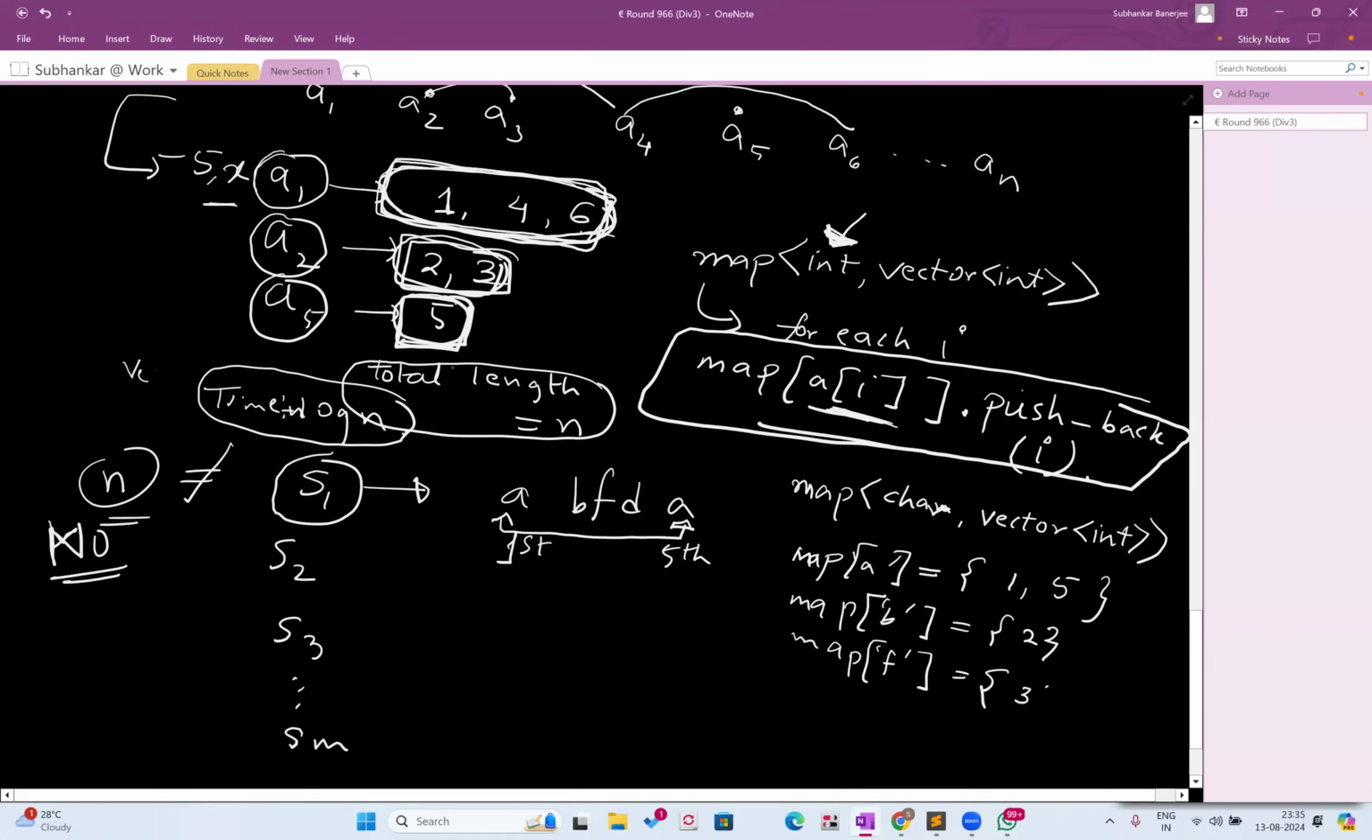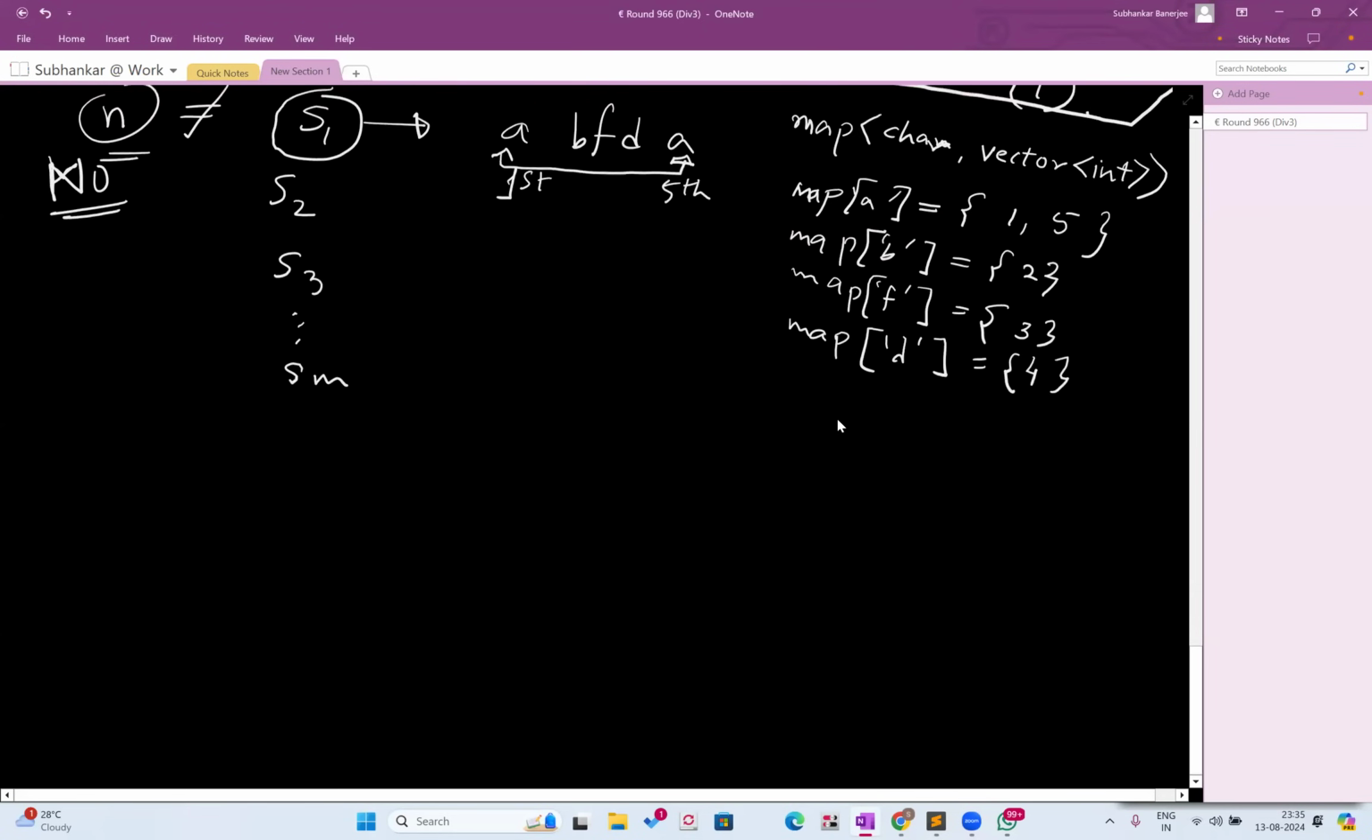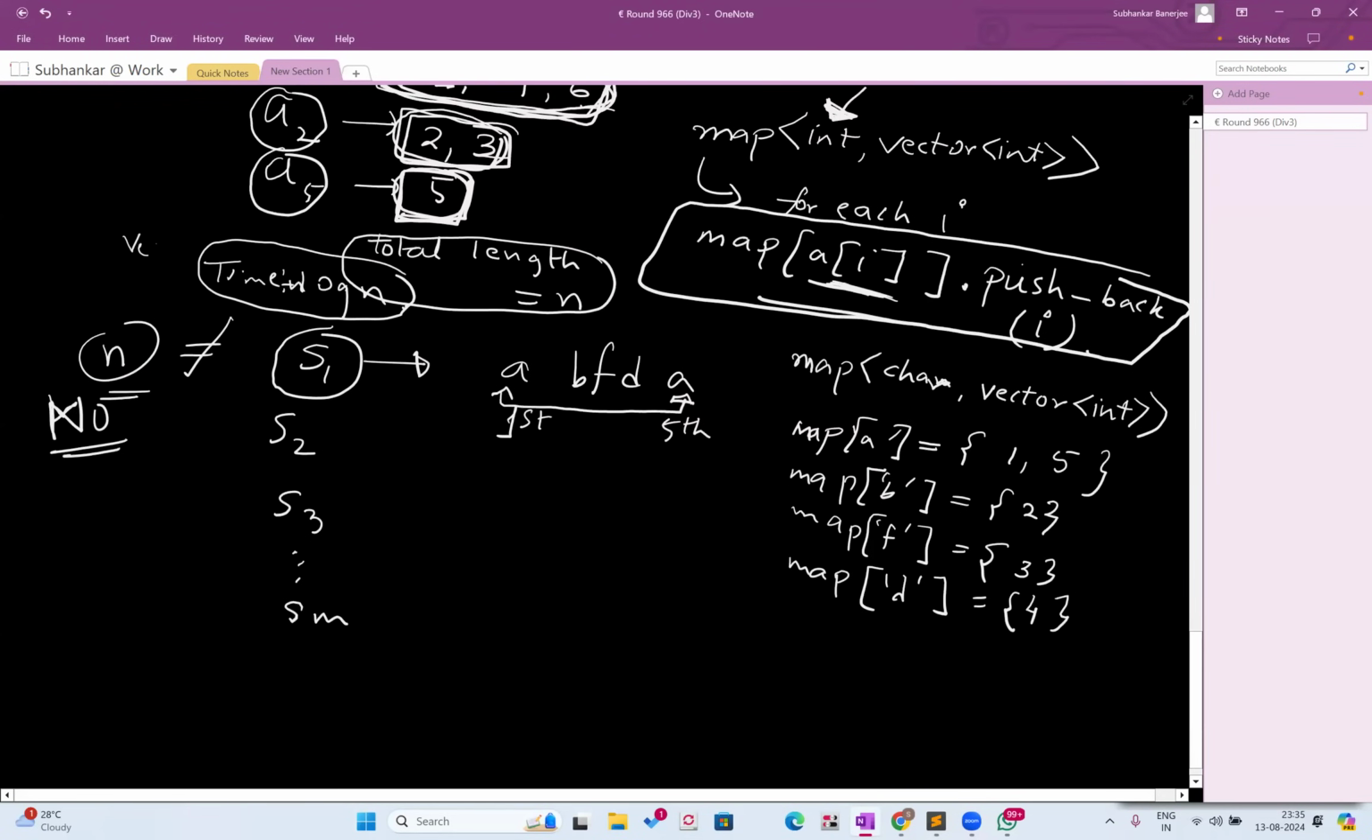F should be 3, and map of character B is the fourth character. So I'll just construct the similar map for the strings as well.